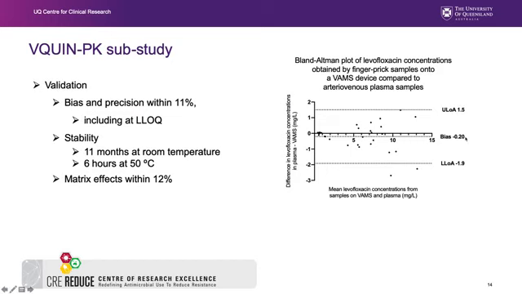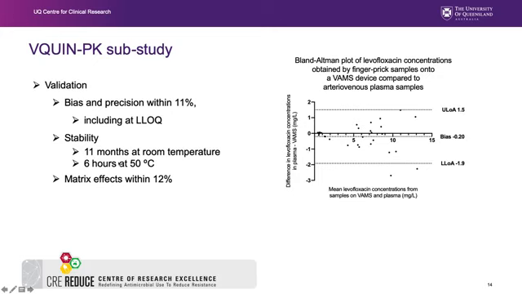We've got very little bias in the results, and these are our upper and lower limits of agreement. So we've really got quite nice tight data on that. As part of the validation in the lab, we found that all of our bias and precision was within 11%.